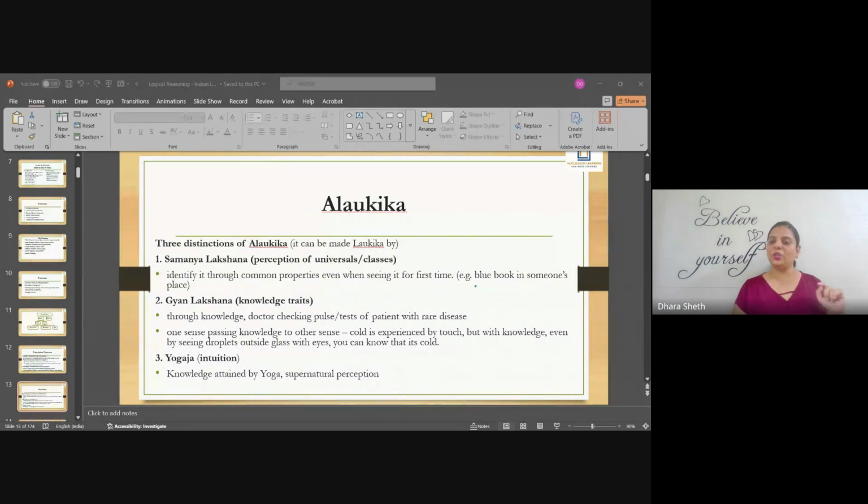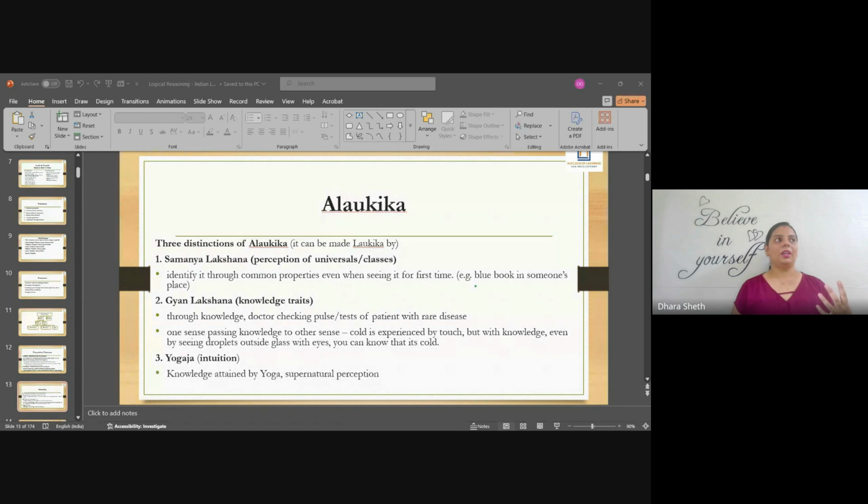Now it could be a new doctor who is looking at the X-ray of the brain tumor for the first time. But he has read about it. He has knowledge about it. He or she has knowledge that this is how an X-ray of brain tumor should look. So although they have not seen it before, they can identify it based on their knowledge that this is brain tumor.